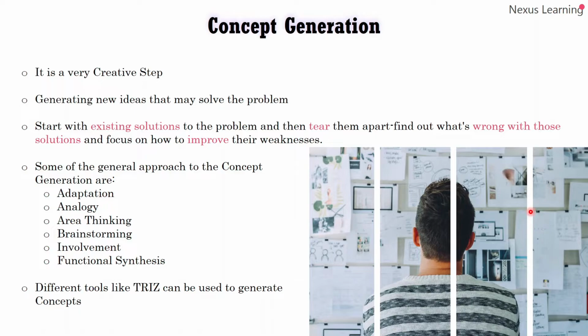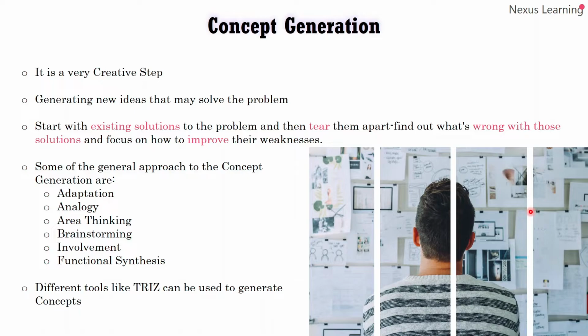So we start with an existing solution, sometimes. We tear them apart, find out what is wrong with those solutions, and we focus on improving their weaknesses. That's the first step. Some of the general approaches to concept generation are adaptation. We adapt what is there in the market.